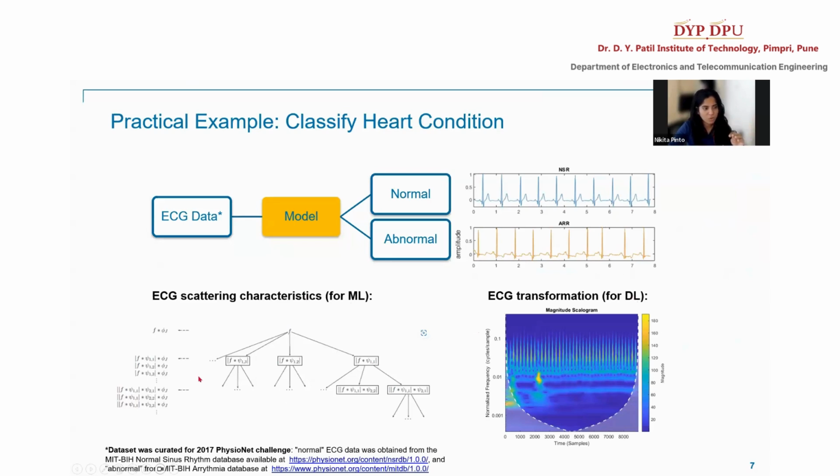In the machine learning approach, we are doing feature extraction and then applying machine learning algorithms. In the deep learning approach, we are taking the entire signal, but we're actually computing a time frequency representation.